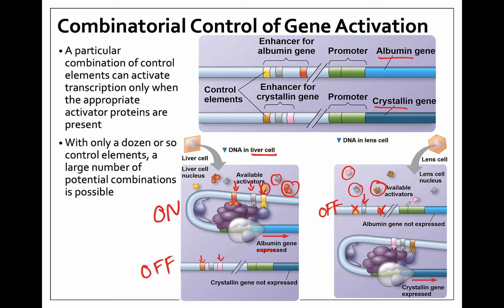However, because we have pink, gray, and brown to match the enhancers on the crystallin gene, this one gets turned on. And so we can see that even though these liver cells and the eye cells have the same genes, they have different proteins called activators, which bind to the DNA enhancers and turn on and off different potential genes.